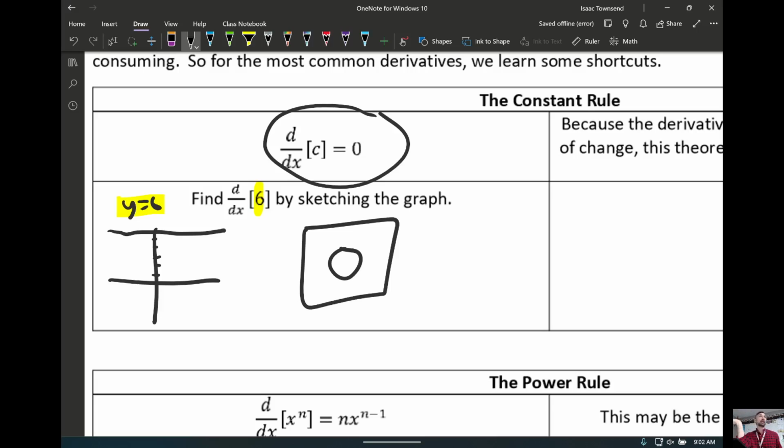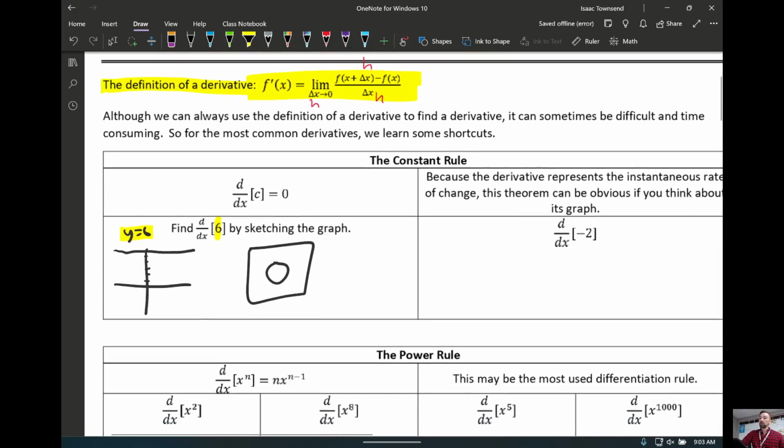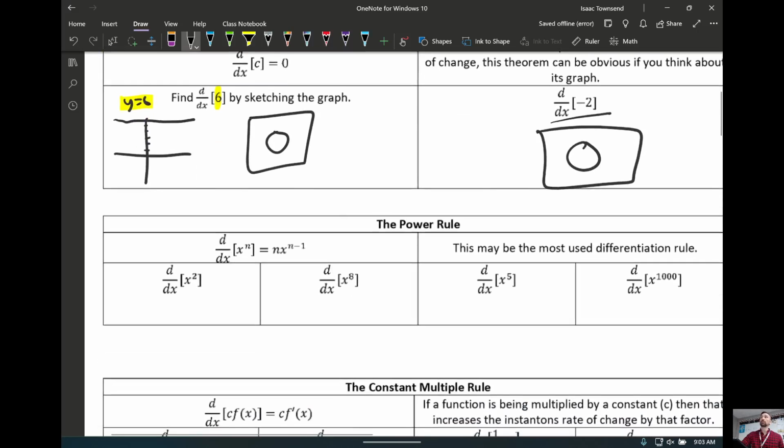Because a constant's flat. It's not changing. Derivative is about change. How fast or slow something's going up or down. So over here, this notation just says take the derivative. Take the derivative of -2. Well, the derivative of a constant is 0. So if you know that, it's half a second of work.